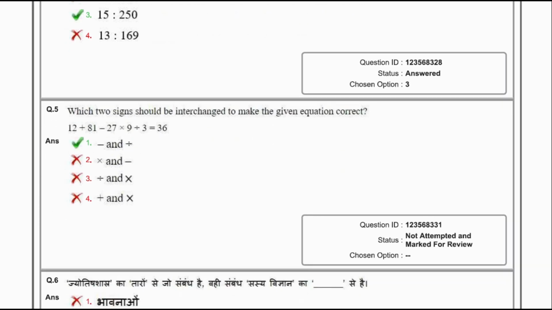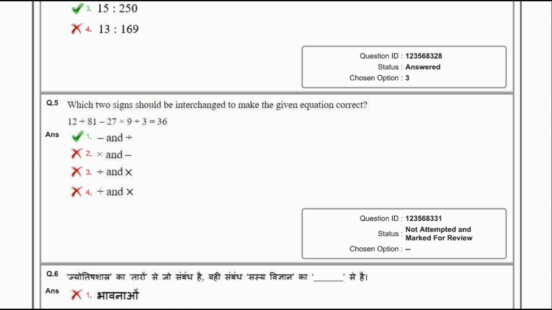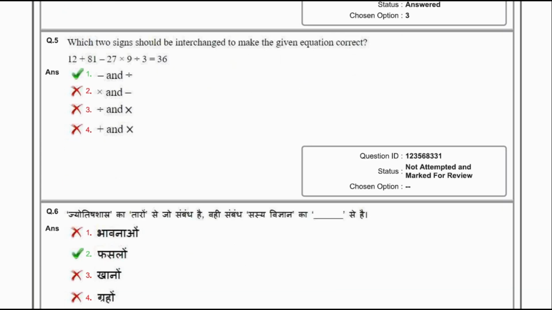Which two signs should be interchanged to make the given equation correct? 12 plus 81 minus 27 into 9 divided by 3 equals 36. We will use the two-sign exchange of the first option, like 12 minus 81 plus 27 into 9 divided by 3. 27 divided by 81 is 3. 12 minus 12 plus 3 into 9 minus 3 is equal to 36. So option 1 is the correct option in this question. Move to question 6.